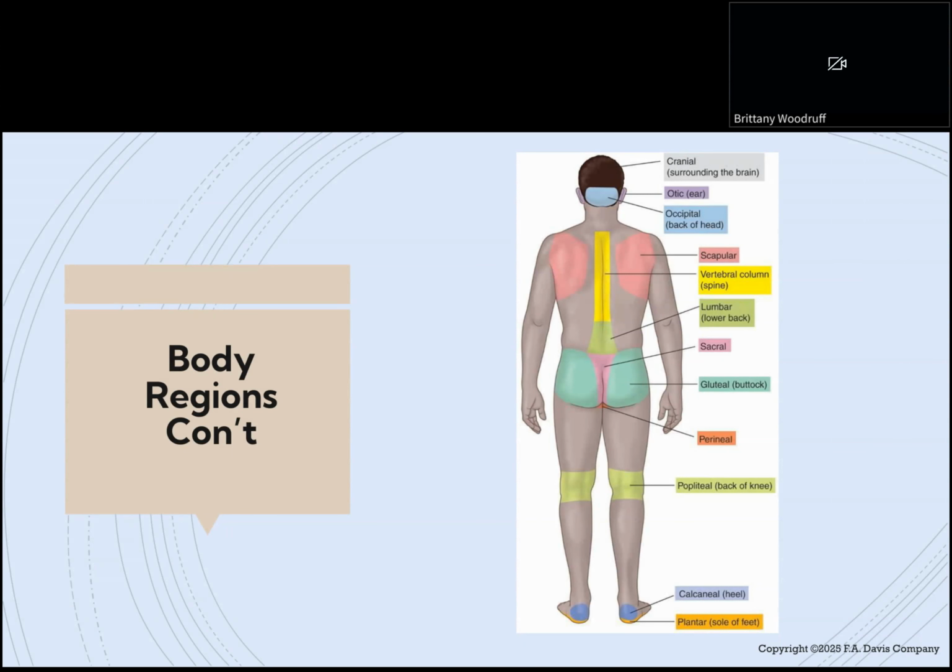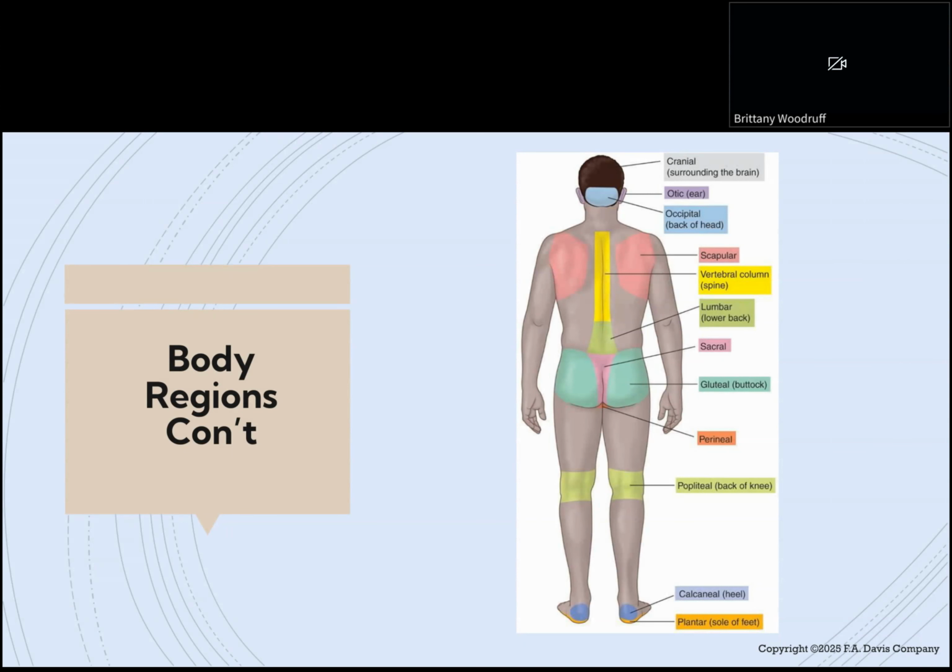Scapular is going to be talking about your shoulder blades. I always call them your wing bones, but shoulder blades. Vertebral column, that is going to be talking about your spine. So the vertebrae are the bones that cover your spine, right? So your vertebral column is that whole thing. At the very bottom of your spine, well, it's part of your spine.